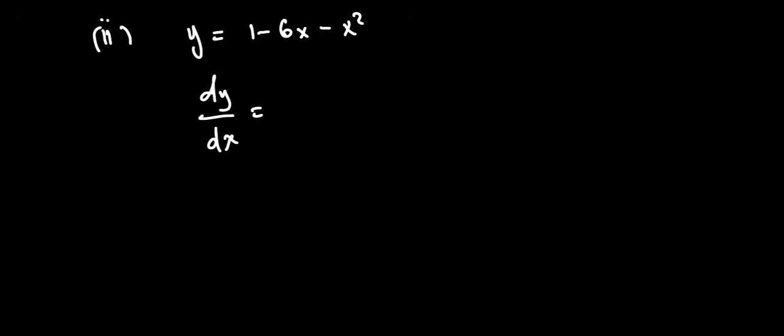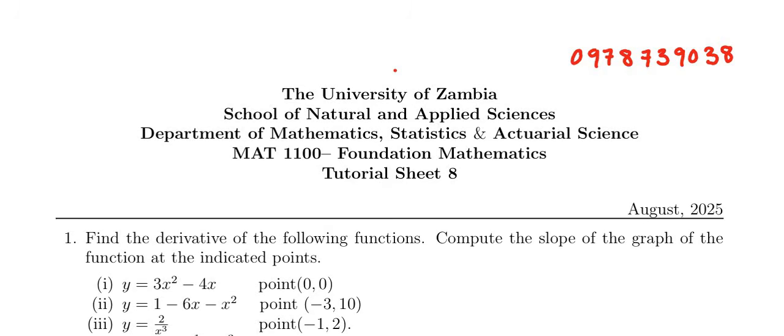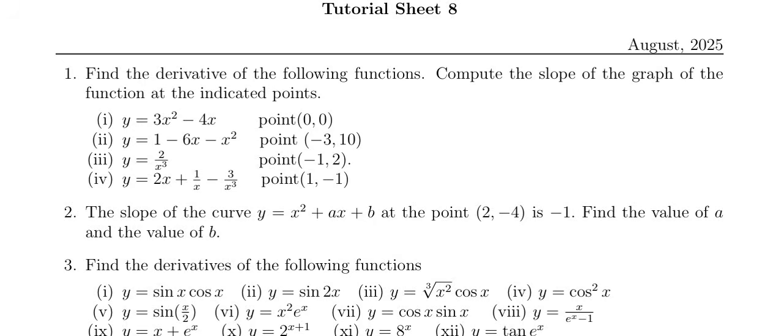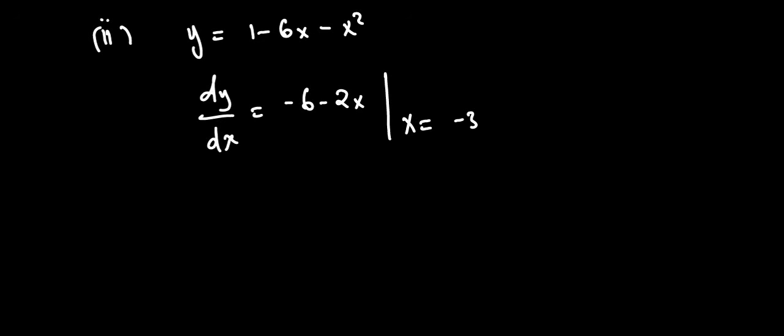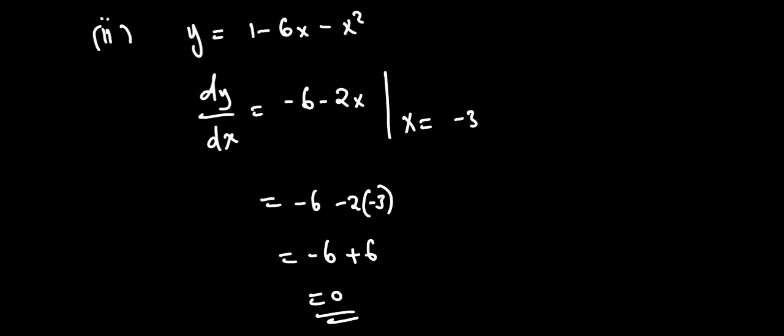Then part 2. Part 2 says y is equal to 1 minus 6x, then minus x squared. We find the derivative. This is negative 6 minus 2x. At the point where x is equal to negative 3, according to our question 2, the point we're looking at is this guy. So we replace it. This gives us a negative 2 multiplying negative 3. We have negative 6, then plus 6. This leaves us with a 0. So the slope is 0 for question number 2.